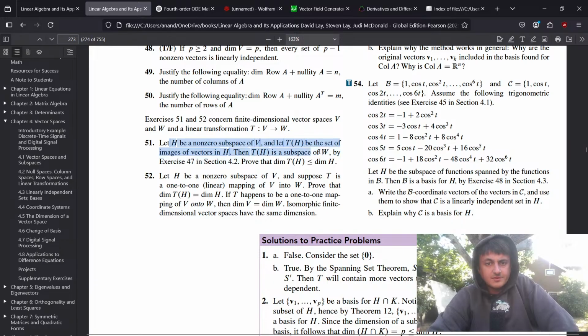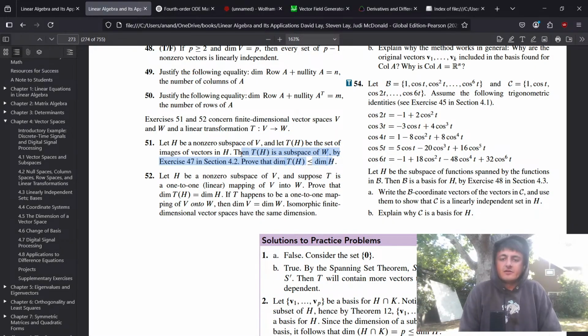Let H be a non-zero subspace of V and let T of H be the set of images of vectors in H, then T of H is a subspace of W by exercise 7 and 4.2. Prove that the dimension of T of H is less than or equal to the dimension of H. Yeah, because you could just have the zero map, but you can never... A linear transformation can't give you more than you already have. And then, but why?